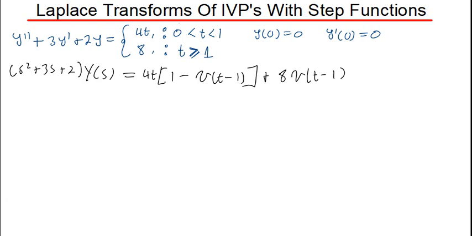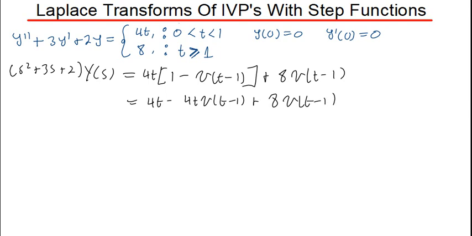I can now choose to expand this. This is just going to be minus 4t u of t minus 1 plus 8 u of t minus 1.